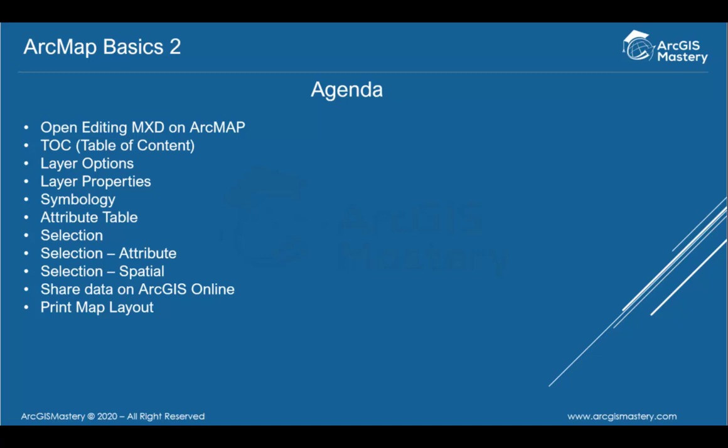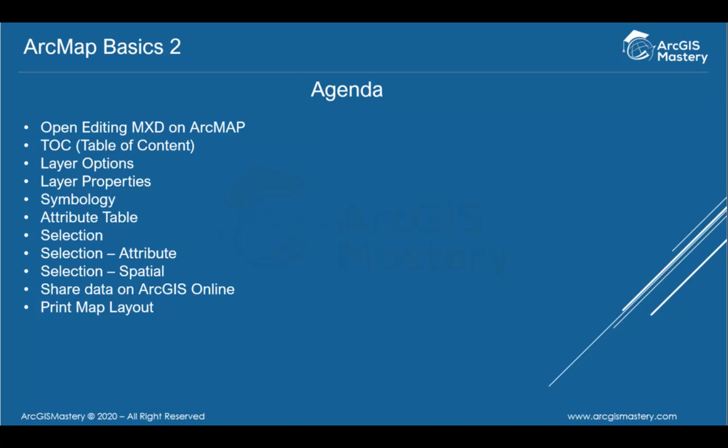Then we will open the attribute table of the layer and see all the functionalities we can use in the attribute table. Also, we will take a look at how to do selection for the features, and how to do attribute and spatial selection as well. And we will share our data on ArcGIS Online so we can view and use our data online. And finally, we will see how we can create the map layout to print the map and share it with anyone.